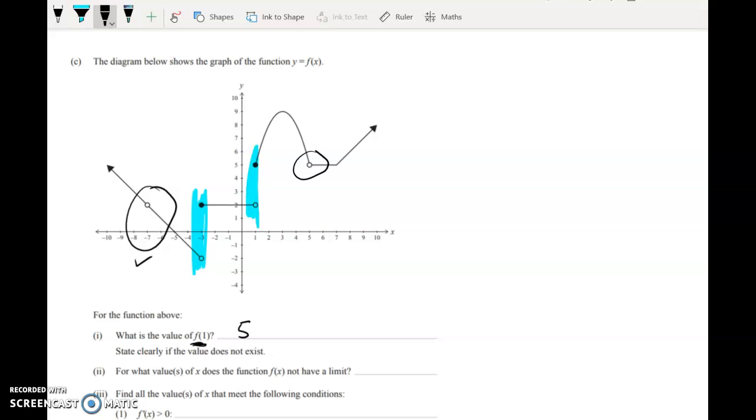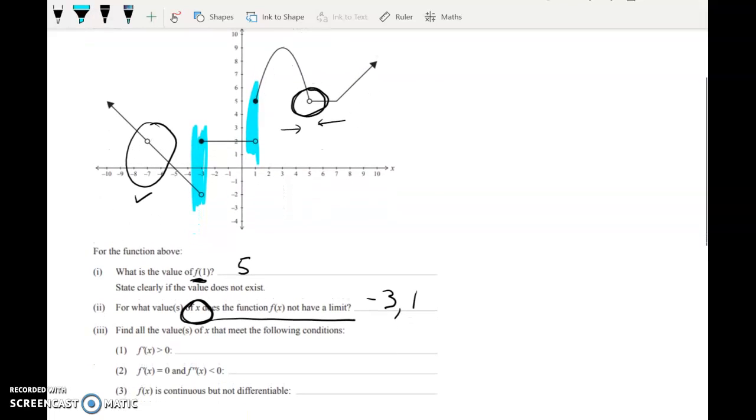But again here, it does have a limit because it's going towards 5 from above and below. So tricky places here, places where it doesn't have a limit, are x equals -3 and x equals 1. Remember, we're looking at the x value, not the y value.